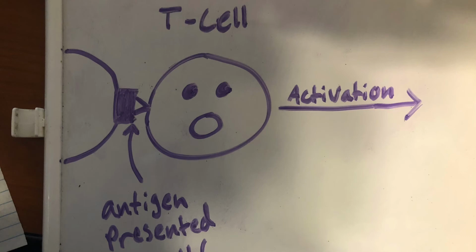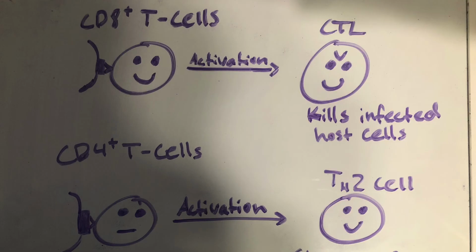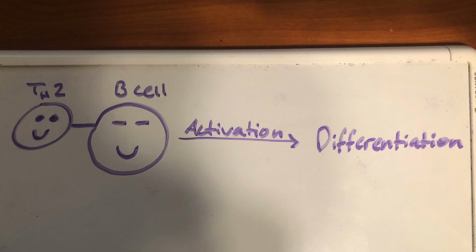Once the antigens are presented to the T cells by the dendritic cells, they can then be activated and then differentiate. There are two types of T cells, CD8 plus T cells and CD4 plus T cells. CD8 plus T cells differentiate into cytotoxic lymphocytes, or CTLs, and CD4 plus T cells differentiate into Th2 cells, or T helper cells, that can activate B cells later. Since this immune response is dealing with a virus, Th2 cells are created by the T cells.